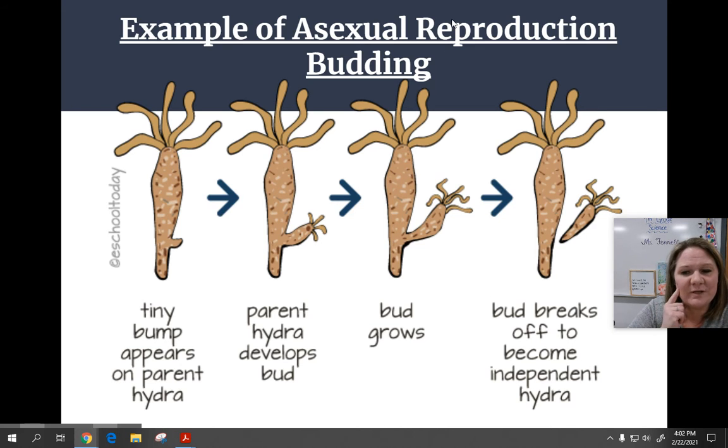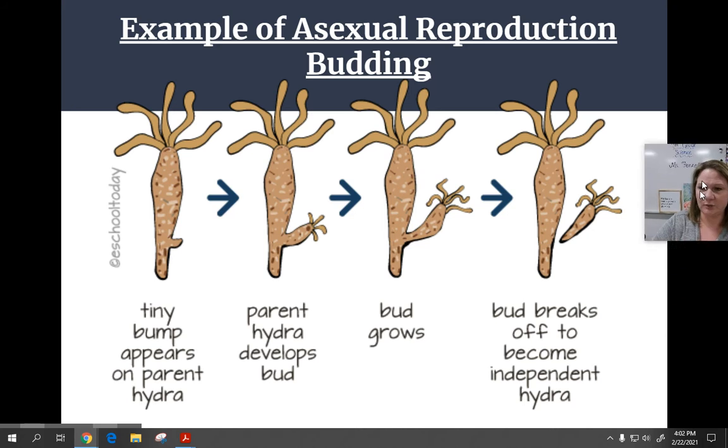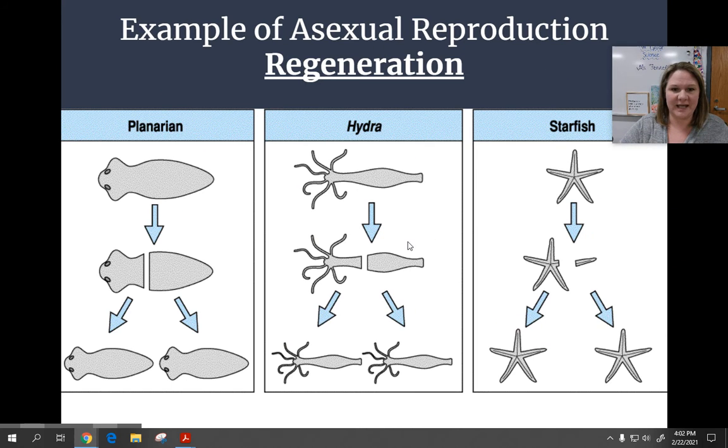Can you imagine if humans reproduced this way, and one day you're walking around, and all of a sudden you're just growing your identical twin off of your side, and it grows and gets so big and then breaks off and becomes its own person? And it's your identical twin, it's your bud. I don't know. It's kind of funny that can happen.